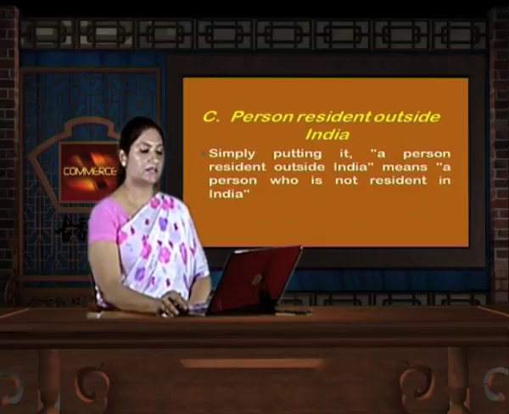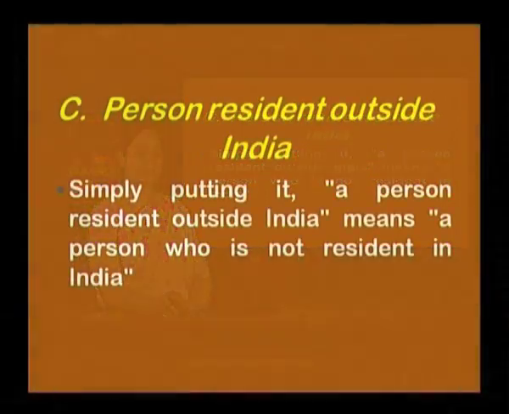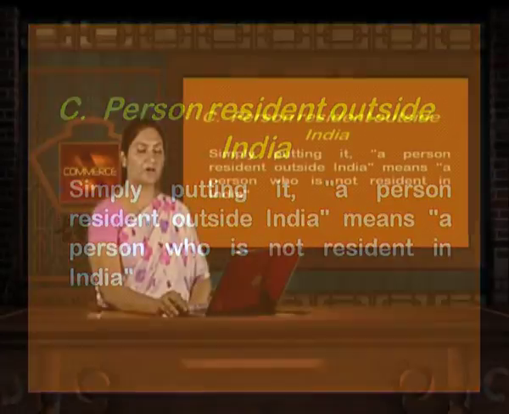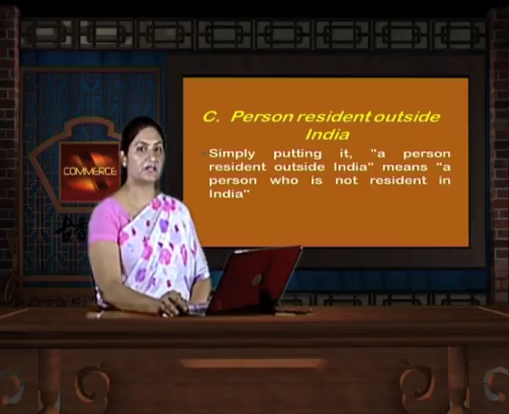The third one is the person resident outside India. Simply putting it, it is a person who is resident outside India, that is, he does not meet the criteria of staying in India in a financial year for more than 182 days.